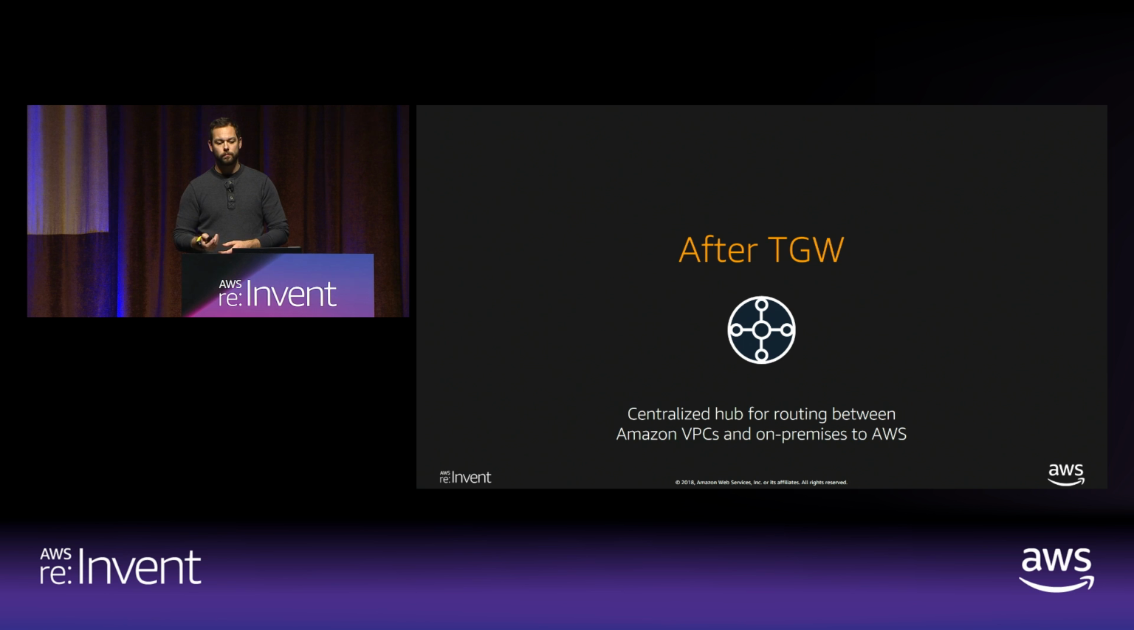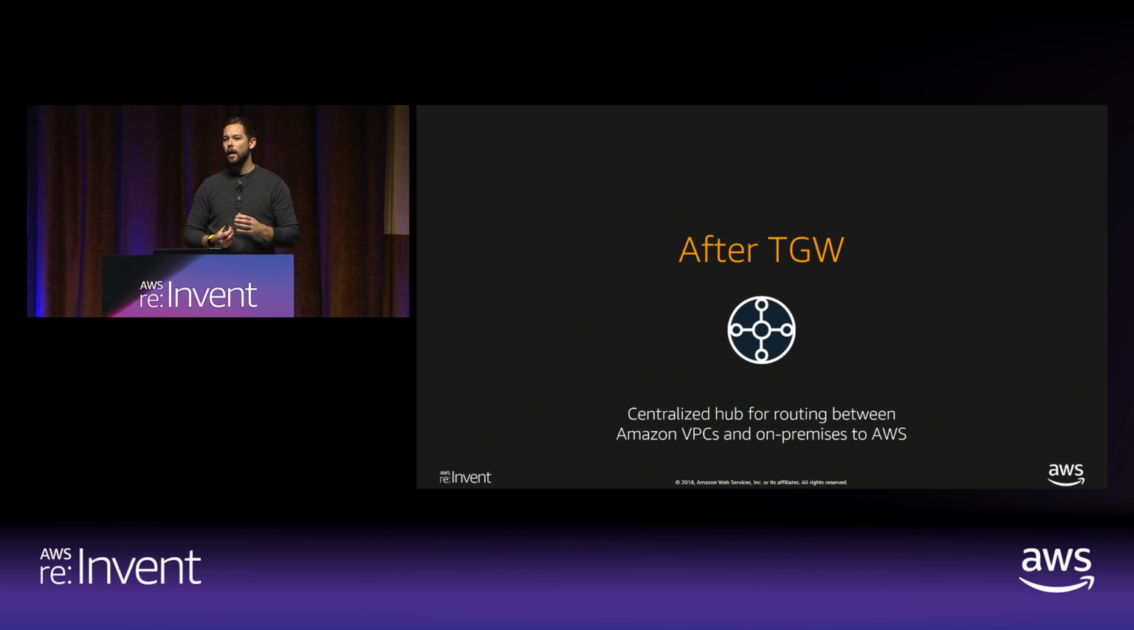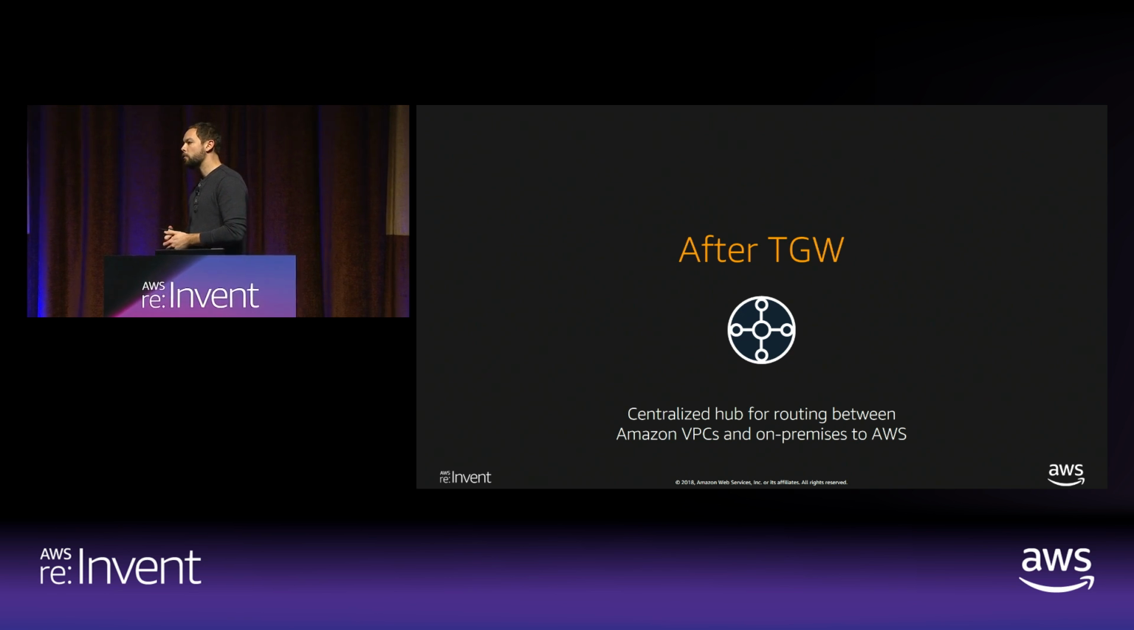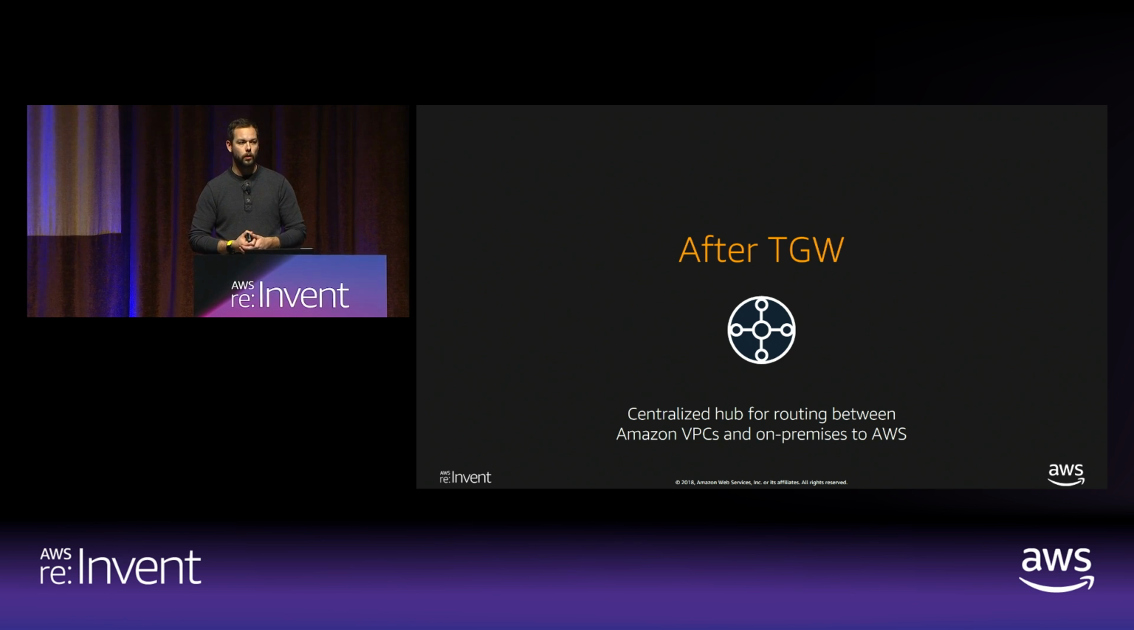After TGW, it's basically a centralized hub for routing within the region. So you attach a bunch of VPCs to the TGW, and VPCs can talk to VPCs. You can do some policy control there with route tables. You can talk to a VPN. Now, one thing you might be asking is, what about DX? Can we attach a Direct Connect to a TGW? That's coming soon too.